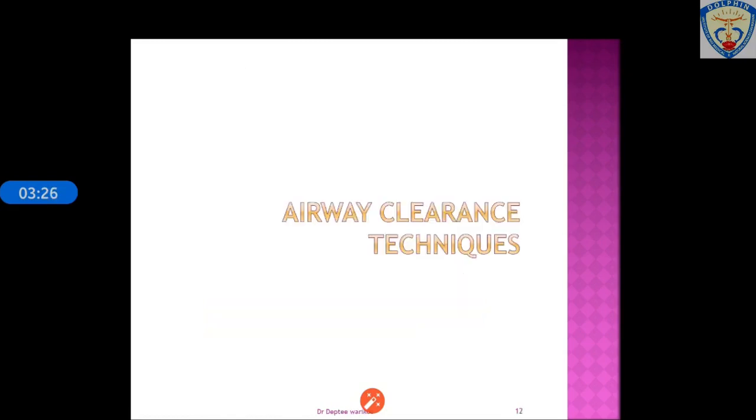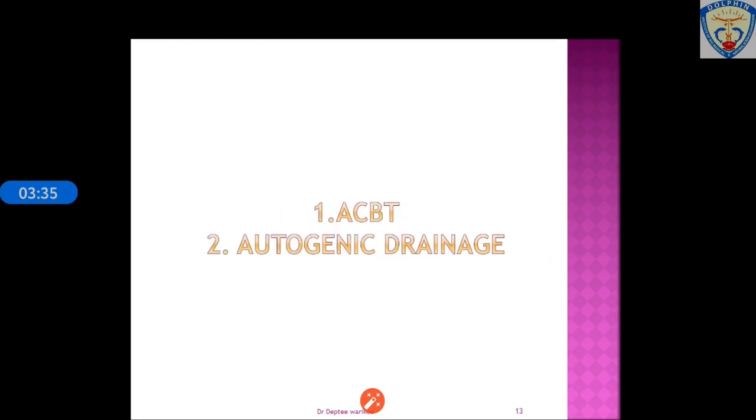Next, we will see the techniques for airway clearance. For airway clearance, the techniques we'll be seeing are basically two: the ACBT and autogenic drainage. The first technique we will see is the ACBT, that is, the active cycle of breathing technique.